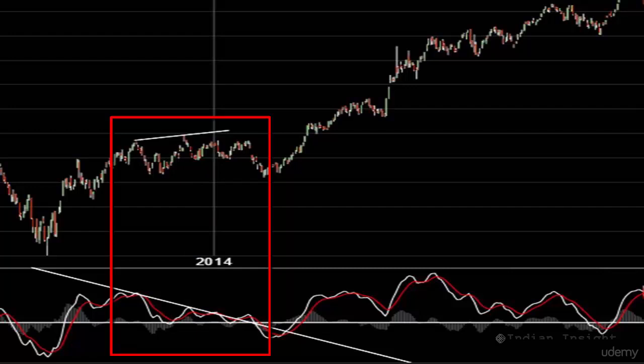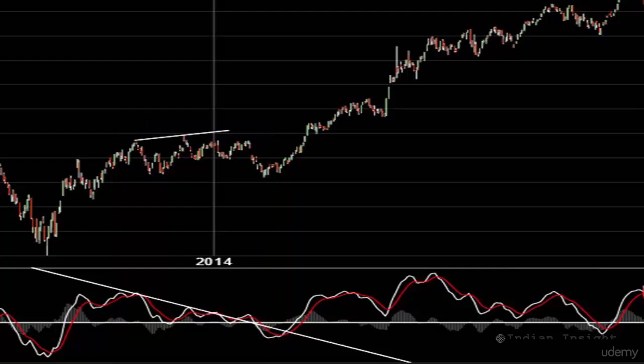So when you connect the two price highs, you get an upward sloping trend line. Similarly, once you connect the oscillator values, you get a downward sloping trend line. This is a clear case of divergence, which suggests that the new price high may not be sustainable. And you see how there has been a substantial correction following this. With this, we have come to the end of our discussion on the MACD indicator.